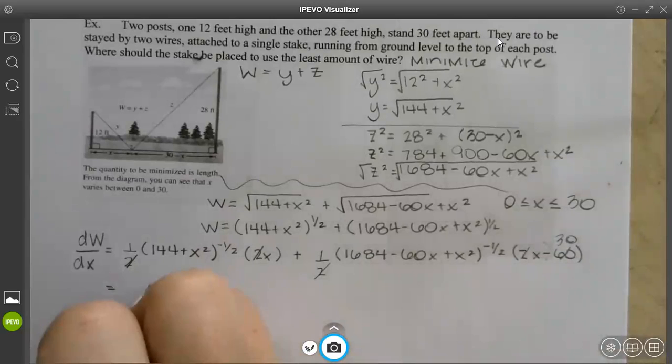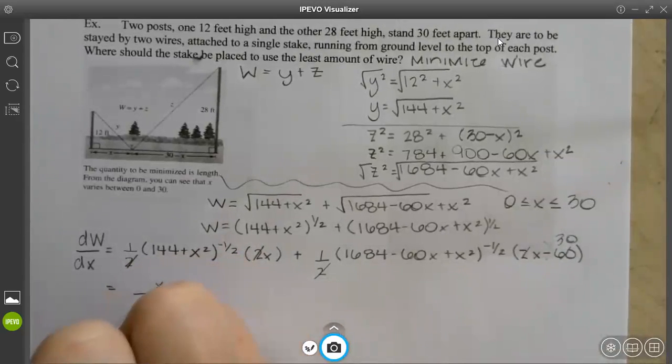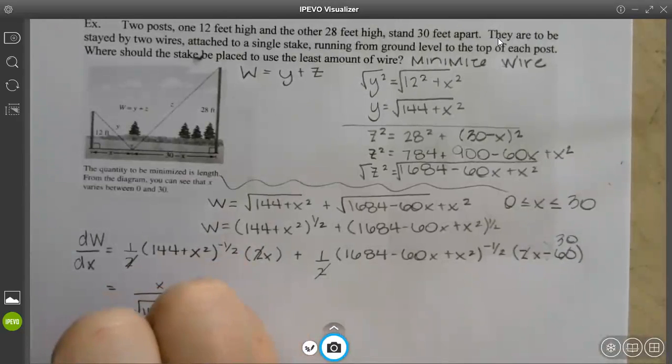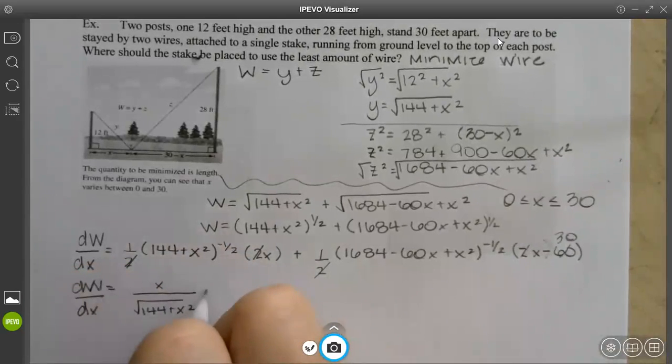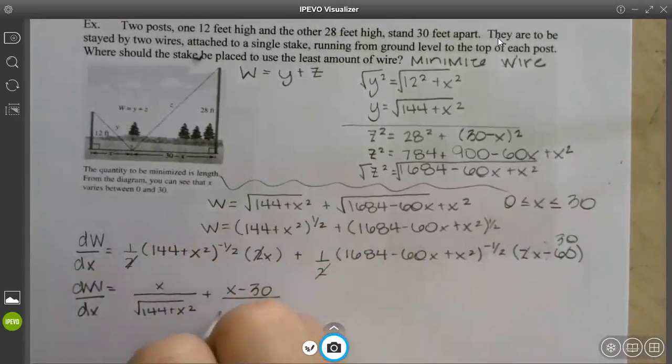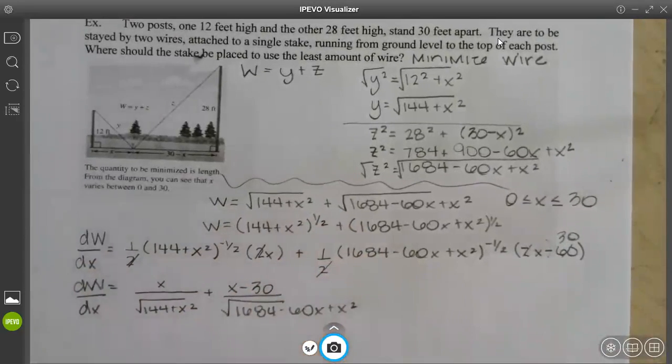So now I'm going to clean it up. The only thing I have left on top is this x. On the bottom, the square root of 144 plus x squared. The next one is plus. I have x minus 30 left on top over the square root of 1684 minus 60x plus x squared.